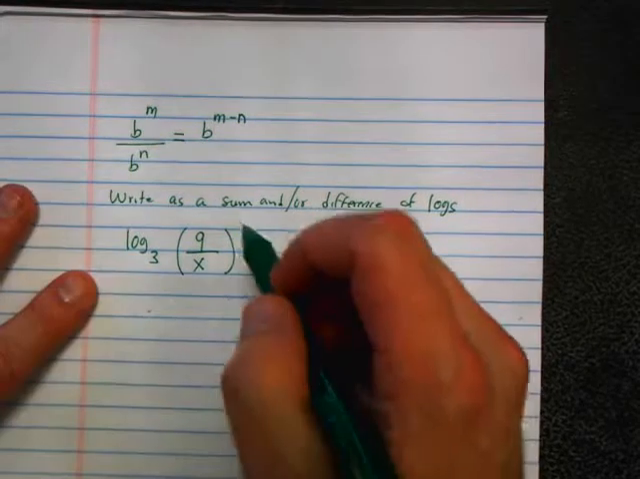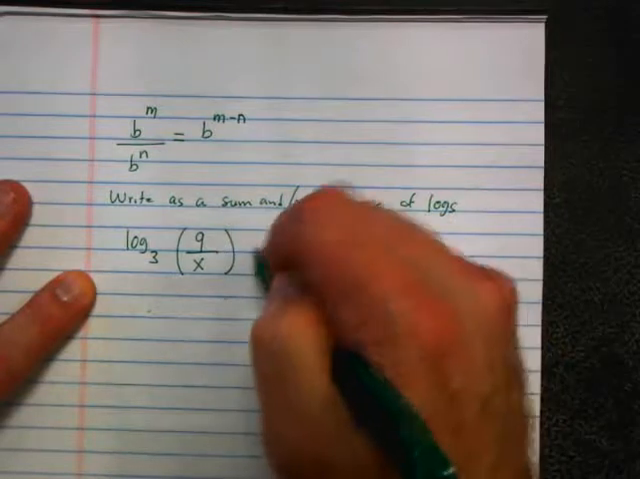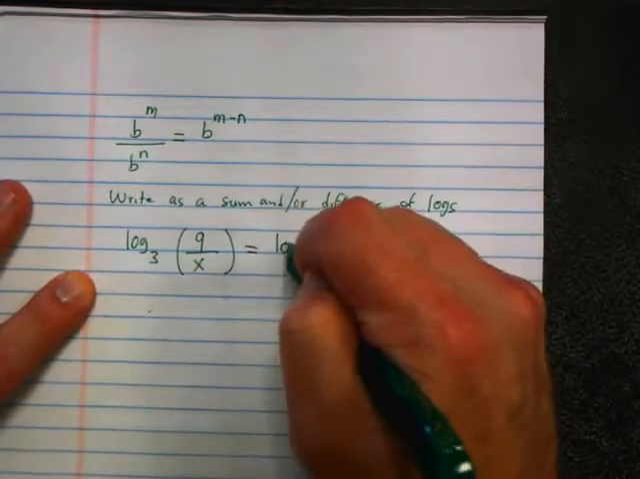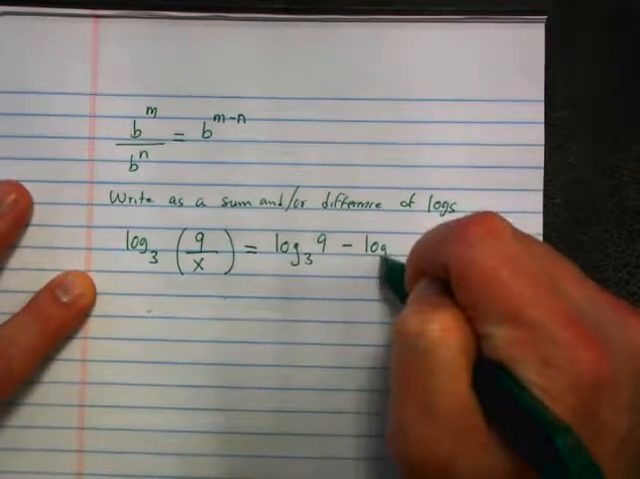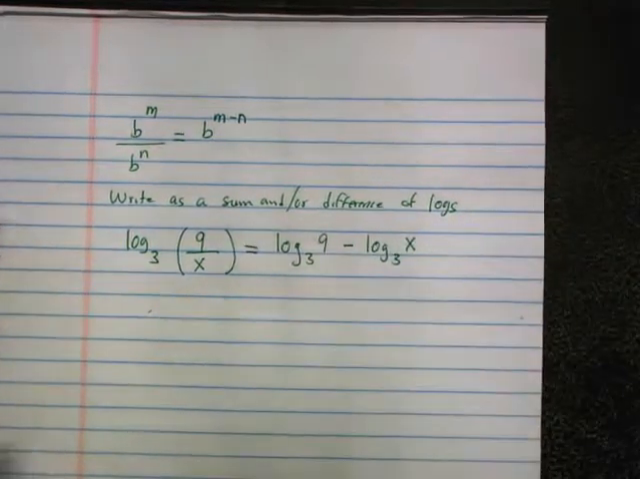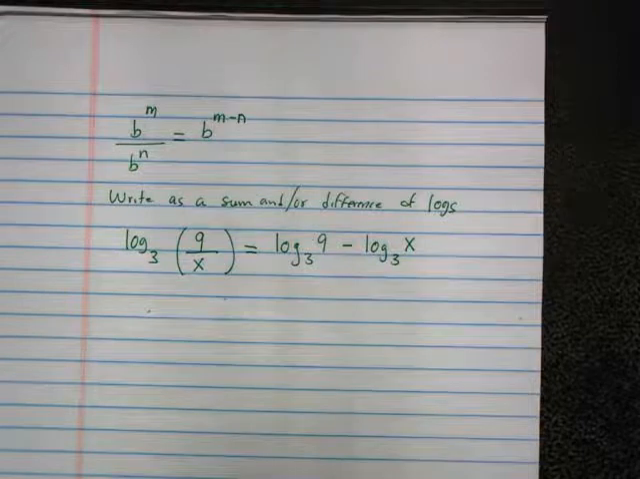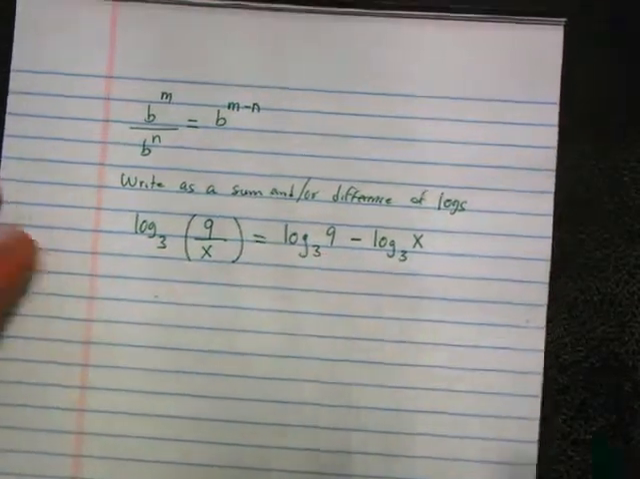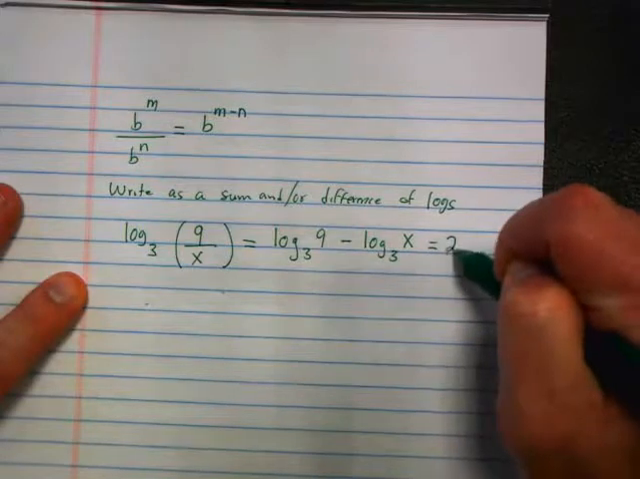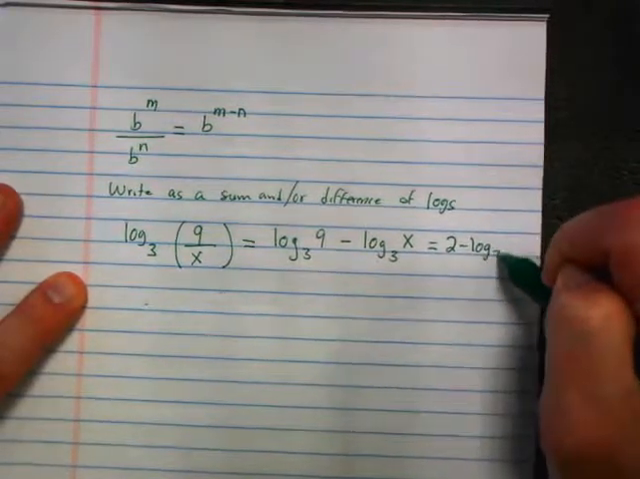All right, so again, what happens is you have division on the inside. Logarithms take division on the inside and turn it into subtraction on the outside. So the things that are on top, they're going to be positive. The things that are on bottom, they're going to be negative. And then log base 3 of 9 happens to be a very nice number. It's 2. So our final answer would be 2 minus log base 3 of x.